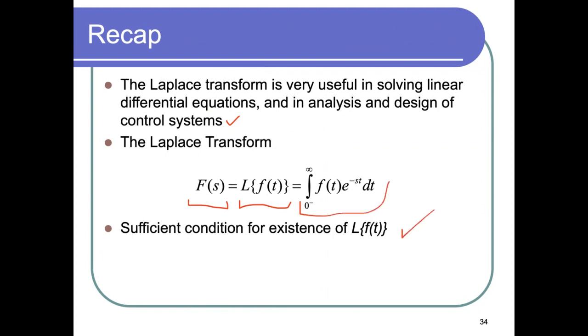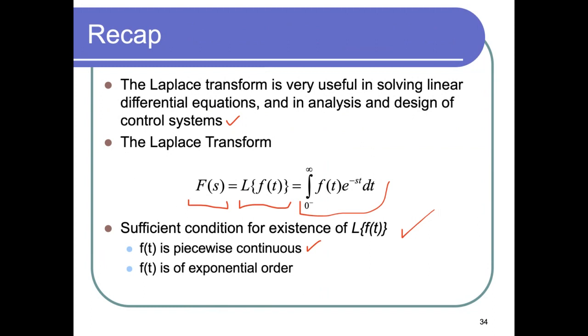And we have sufficient conditions for the existence of the Laplace transform, meaning these conditions: f being piecewise continuous and of exponential order. Now, if I don't satisfy these conditions, it does not mean that the Laplace transform does not exist. It only means that we are not sure. But if you can ensure these conditions, then for sure you will have a Laplace transform.